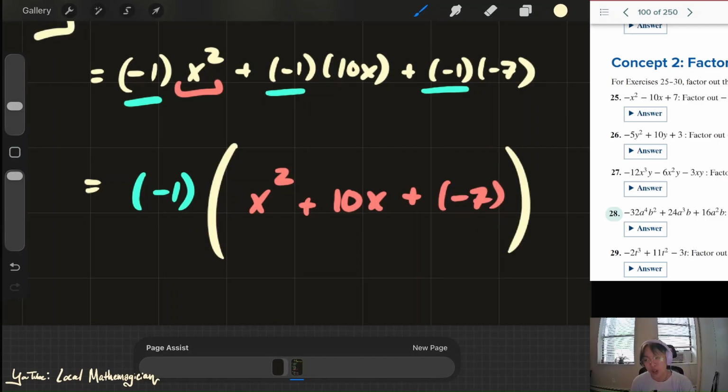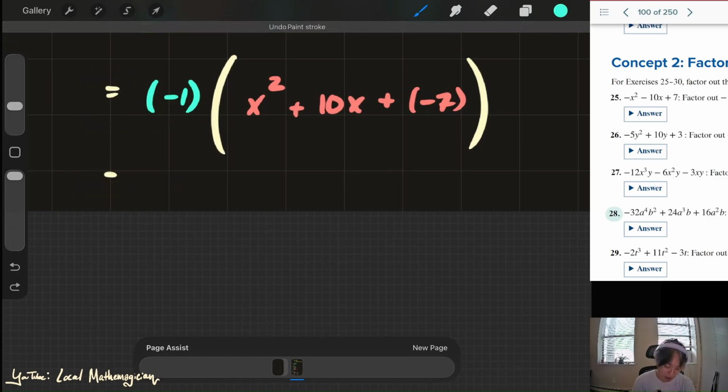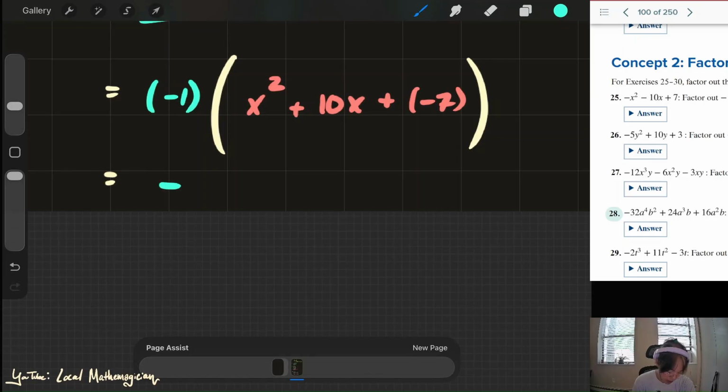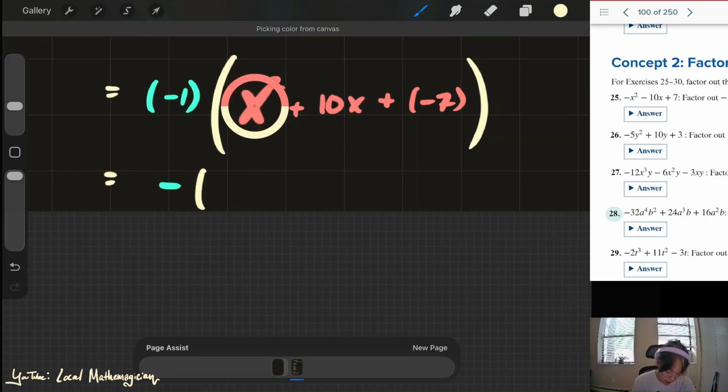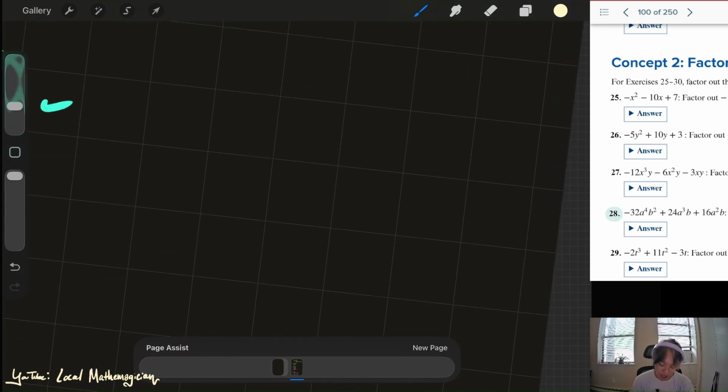Nobody wants to write all those parentheses. I certainly don't. So I'm going to rewrite this as -1, or you can just write the negative up front. Negative, parentheses, x squared plus 10x plus -7 is just the same as minus 7. And you're done.